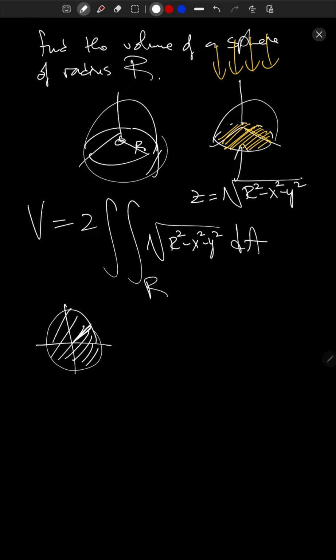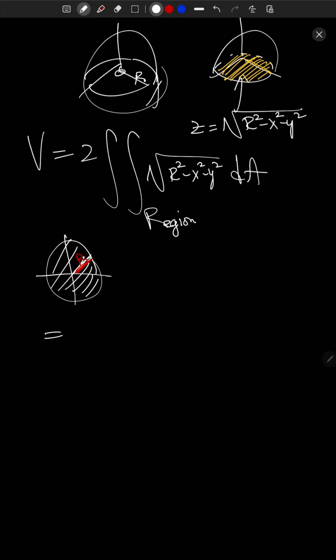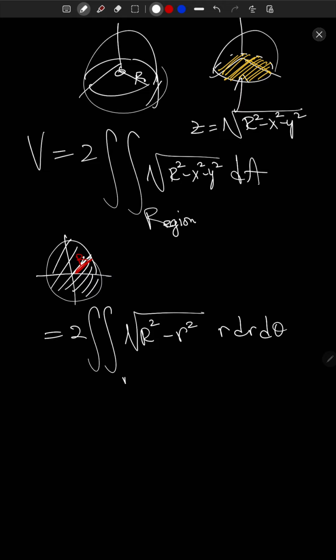So the region that we're integrating over is just a circle of radius capital R. I probably shouldn't use r here. Let me write region. Okay, so this circle has radius R. And by now we know that if we're going to write this as a polar integral, it's going to be the double integral of square root of R squared minus little r squared, times r dr d theta, right? And then r equals 0 to capital R, and theta equals 0 to 2 pi.